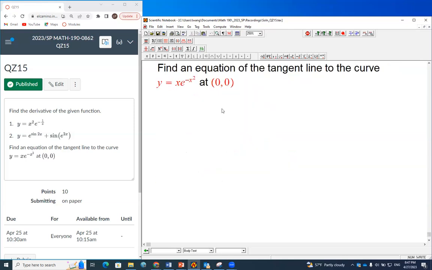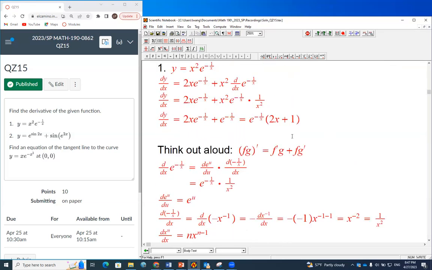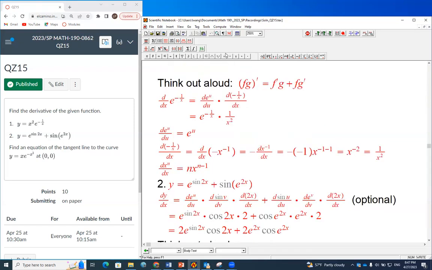All right, so how do we do that? Well, in order to find the tangent line, we need to find the slope of the tangent line. And the slope of the tangent line can be found by taking the derivative first. Okay, taking the derivative, this is going to be a product rule, f g. Okay, so the product rule, we have used it earlier, right? Right here.